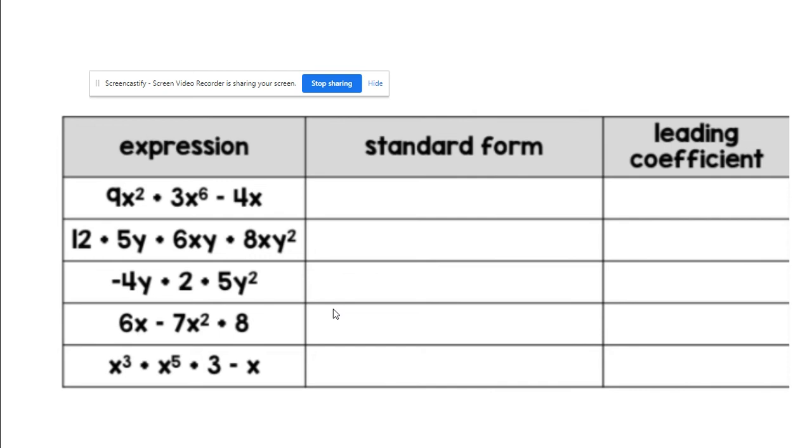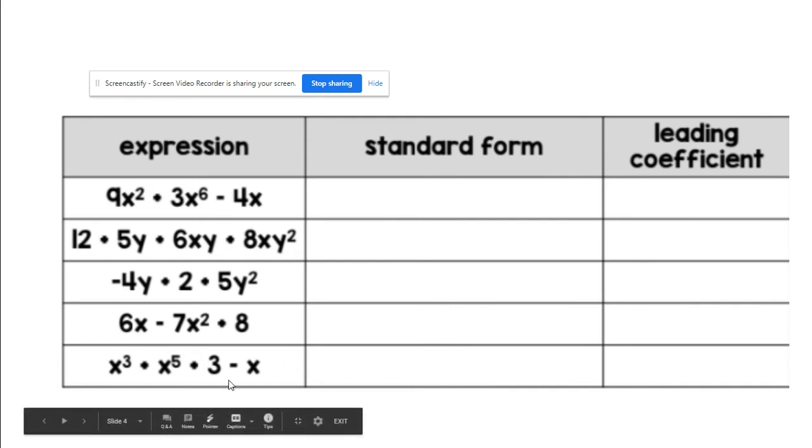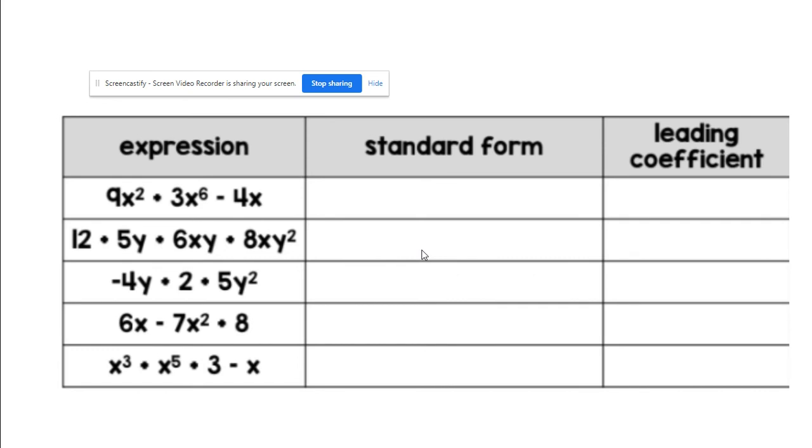On the bottom part of this page in your foldable, we're going to practice writing these polynomials in standard form. And standard form, again, means writing the degree from highest to lowest. And then we're going to identify the leading coefficient.